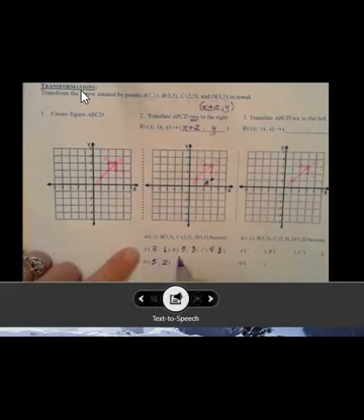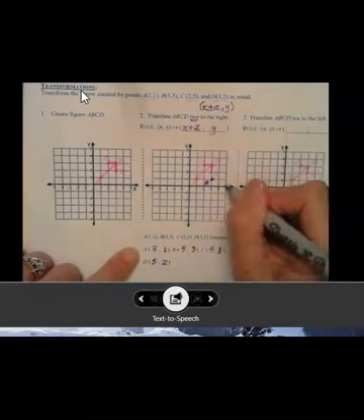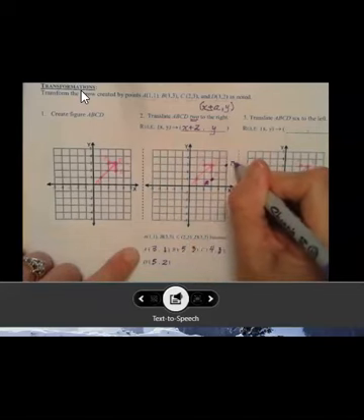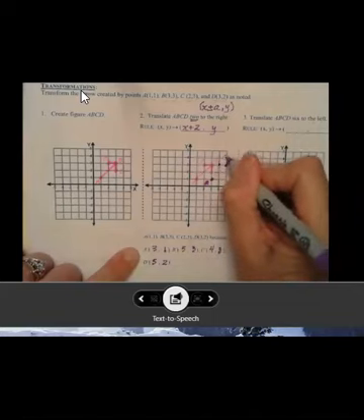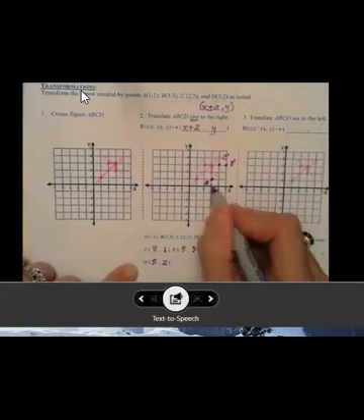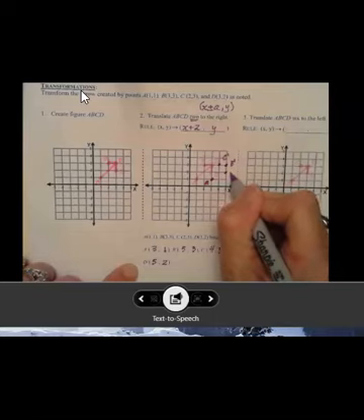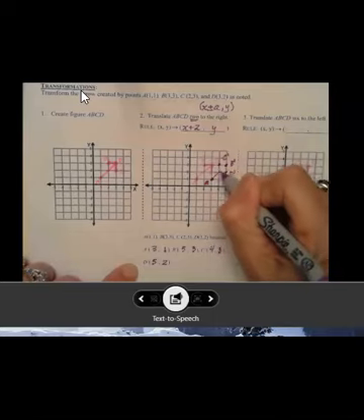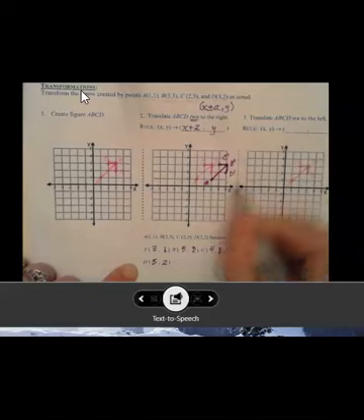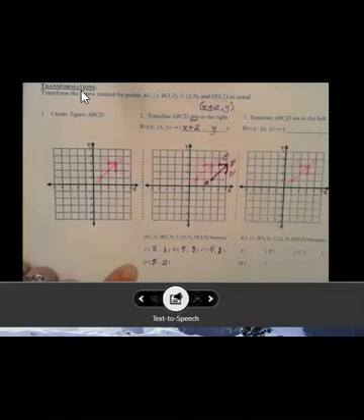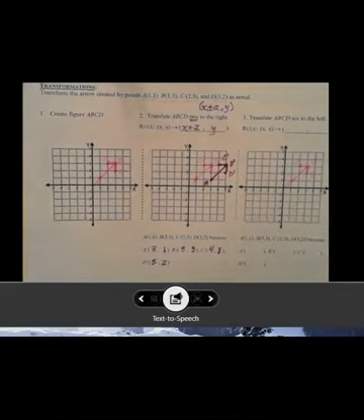And when I replot all of these, run 5, rise 3 for my B prime, run 4, rise 3 for my C prime, and run 5, rise 2 for my D prime, my new figure has moved exactly 2 units to the right. And that translation is complete.